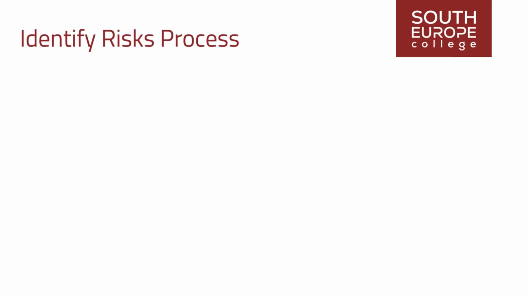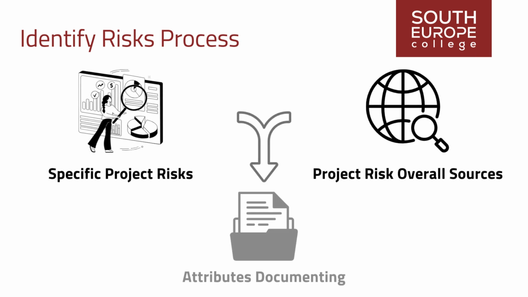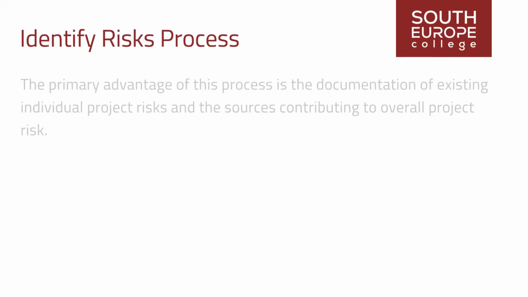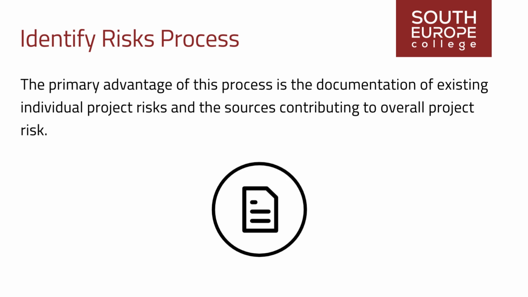The Identify Risks process involves recognizing both specific project risks and overall sources of project risk while documenting their attributes. The primary advantage of this process lies in the comprehensive documentation of existing individual project risks and the sources contributing to overall project risk.